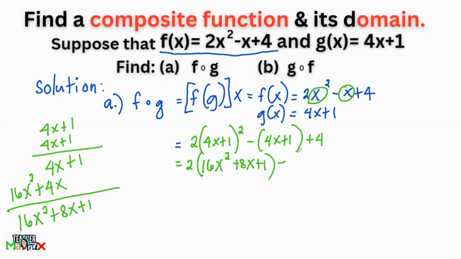Then, distribute. 4x minus 1. Then, plus 4. Okay, start distributing 2 to 16, 8, and 1. So, 32x squared plus 16x plus 2. Then, minus 4x minus 1 plus 4. Combine the like terms.